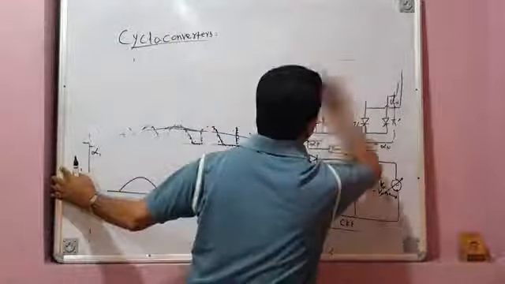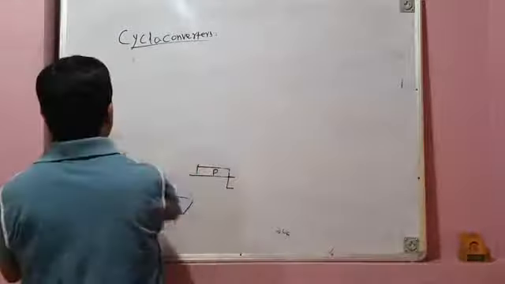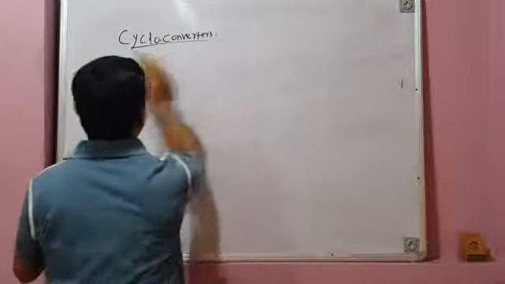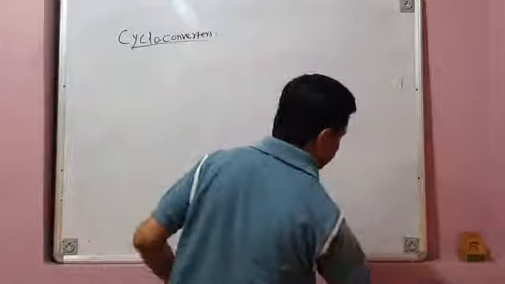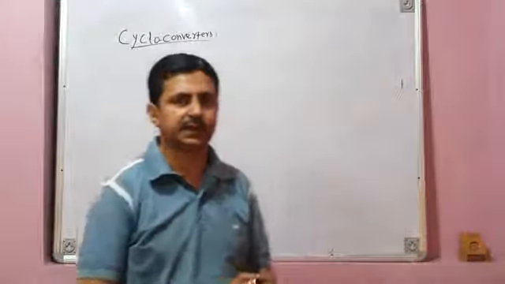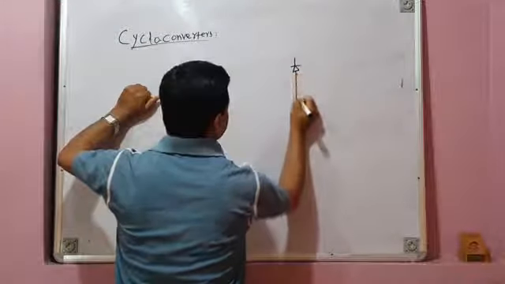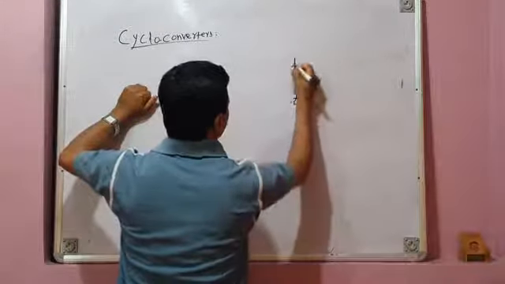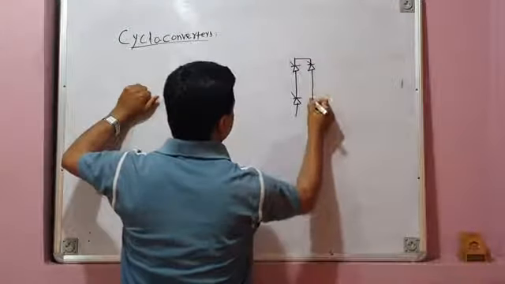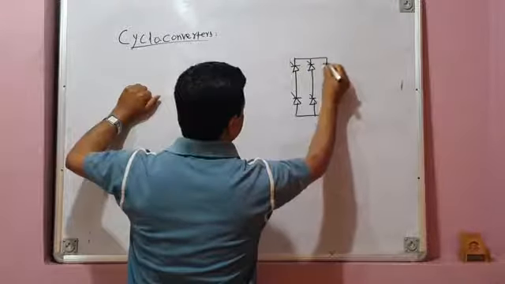Now, there is another category of cycloconverter, which is three-phase to single-phase cycloconverter. Let me explain to you three-phase to single-phase cycloconverter. In three-phase to single-phase cycloconverter, you will have three-phase converters on both sides. You will have a dual converter type configuration like this.